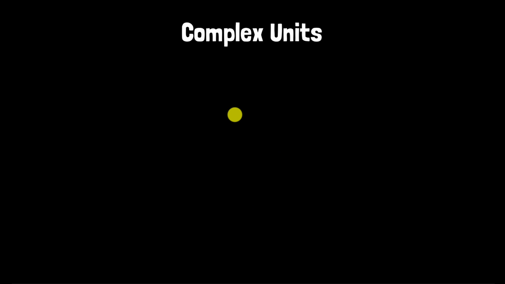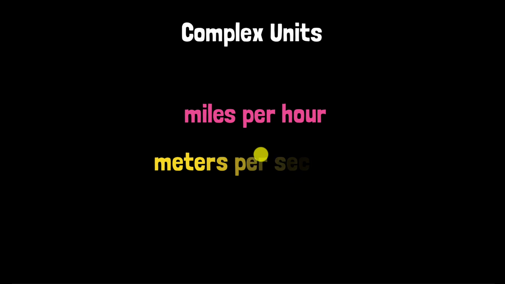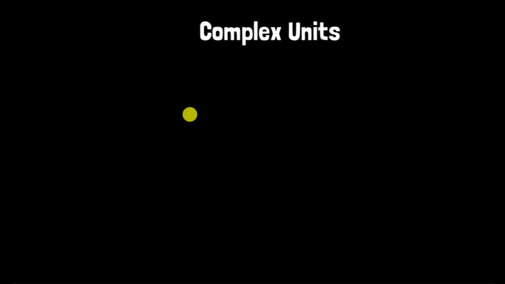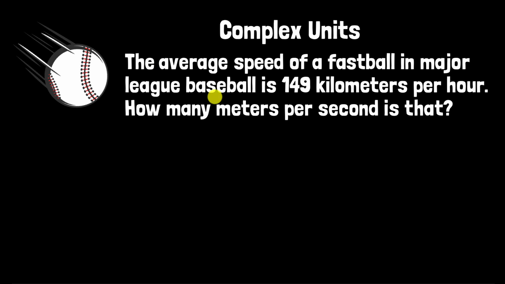Here we're gonna deal with complex units, meaning you can have 2 units. For example, we're dealing with speed, miles per hour, or meters per second, or if you're dealing with density, for example, you can have grams per cubic centimeters. So let's do one. The average speed of a fastball in major league baseball is 149 kilometers per hour. That's around 93 miles per hour, if you're wondering. The question is, how many meters per second is that?